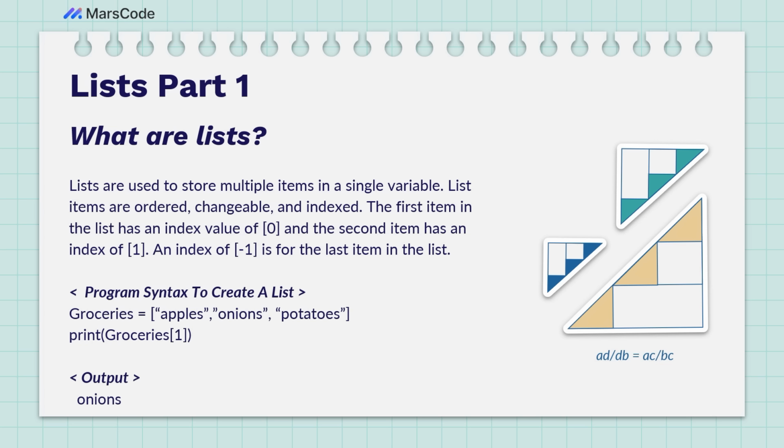Now, each of these items has its unique position. The first item in that list is apples, so it always starts with an index position of 0. We normally count from 1, but the computer always counts from 0.